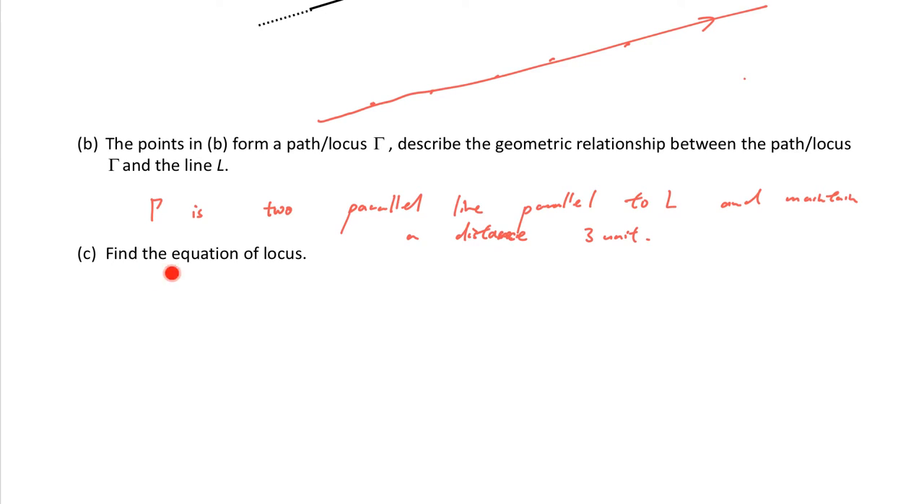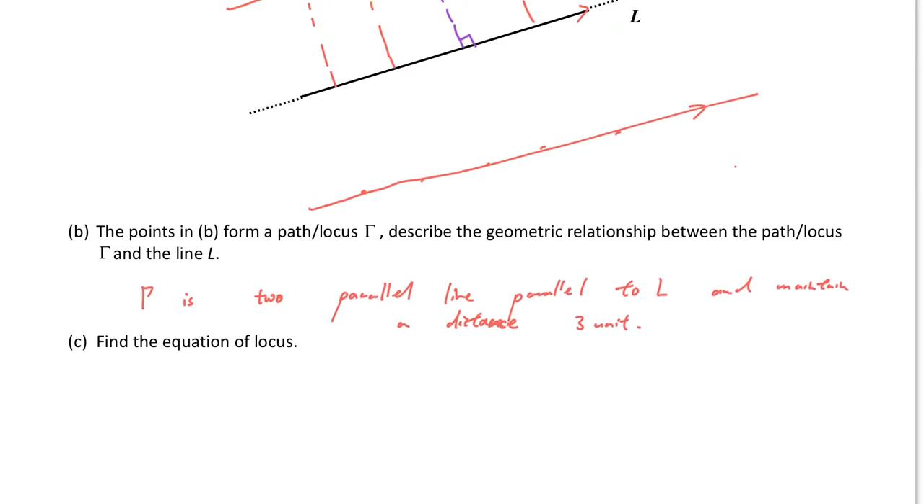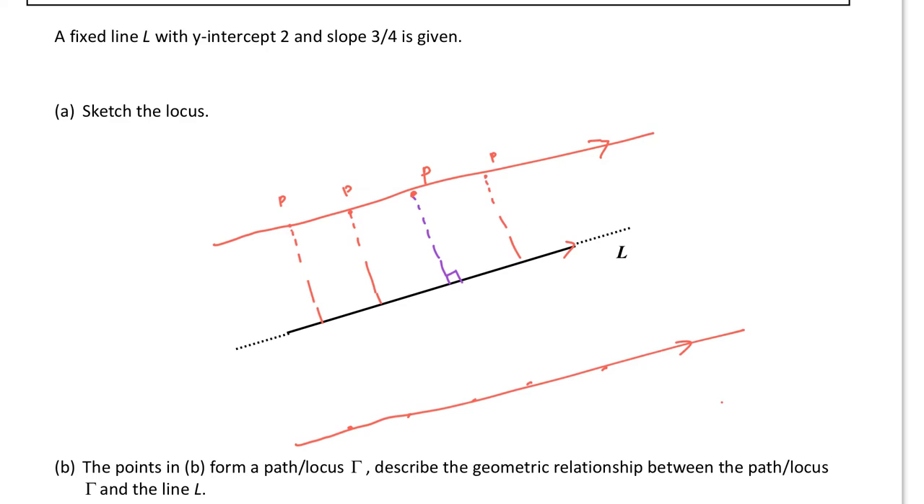How to find the equation of locus? Because I know straight line L has slope 3 over 4 and y-intercept equal to 2. So the y-intercept is equal to 2 and the slope is equal to 3 over 4.